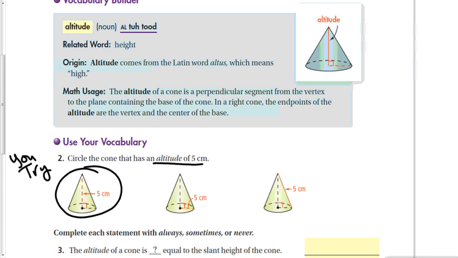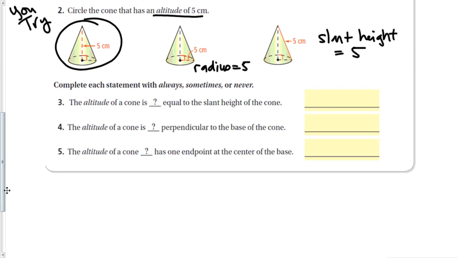So the first one has an altitude of 5. This one, the radius is 5. And in this one, this is the slant height, like we were finding in the pyramids, is 5. Number 3, the altitude of a cone is blank equal to the slant height of the cone: always, sometimes, or never. It can sometimes be equal, but it's not usually equal. So sometimes.